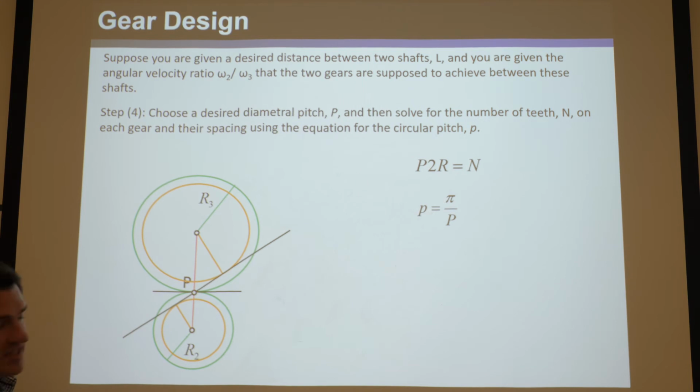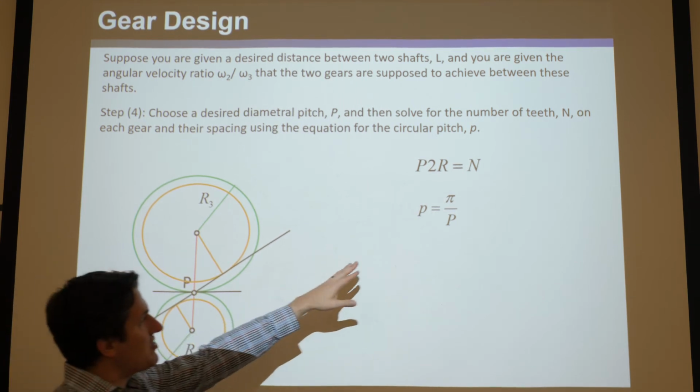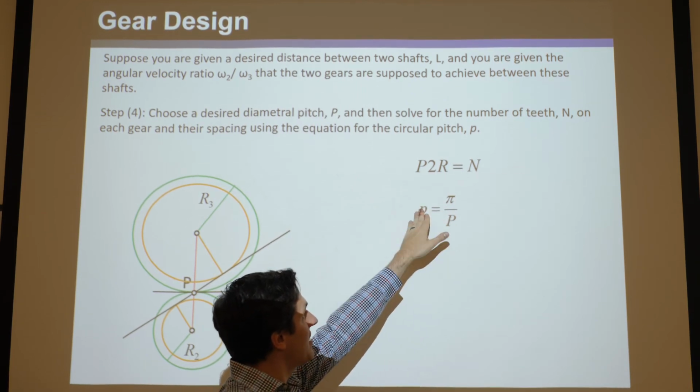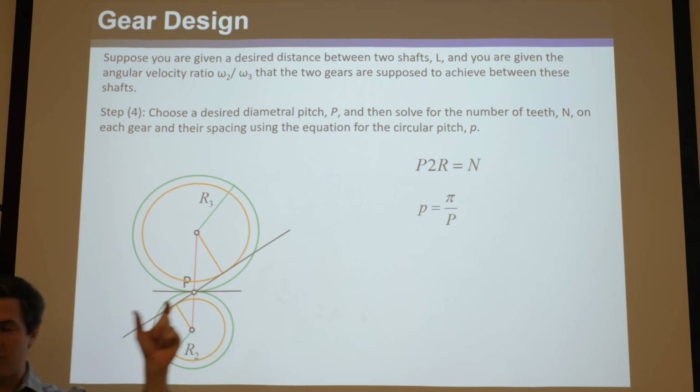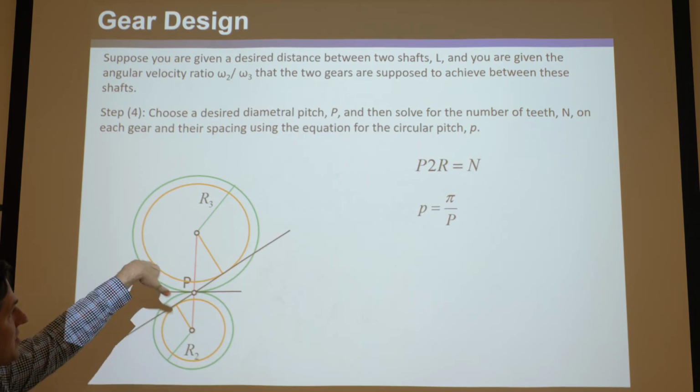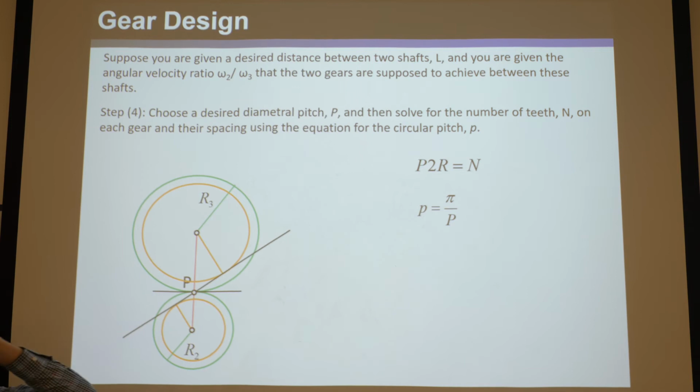And then you take pi and divide it by the diametral pitch that you guessed, and that would tell you the tooth spacing, or the circular pitch. So you would now know how many teeth from this top equation and what their spacing is, and you could space those out along the circles.